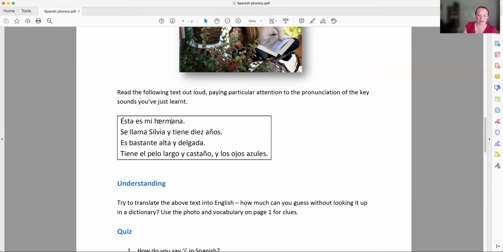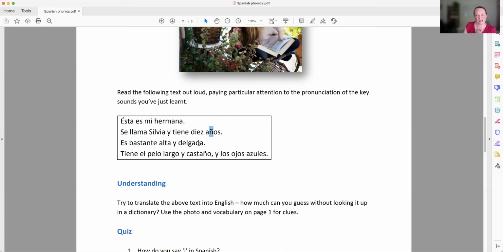So the word hermana here, your H at the beginning is silent. Yeah, so it's not her. There's no her in there at all. Hermana. Okay. See if there's any other H's. No. This is at the beginning of the word. So hermana is silent. Another letter that is unique to Spanish is the Enye.